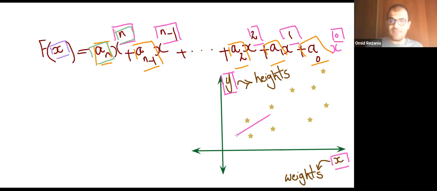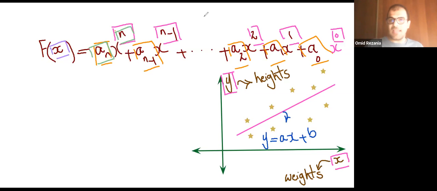In what we did yesterday, we fitted them with a simple line. In the simplest case, we said that y, which is height, is going to be a function of a times x plus b.